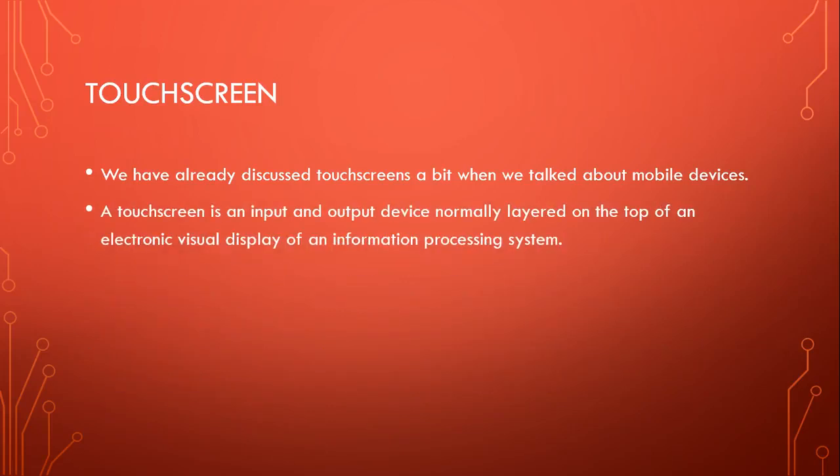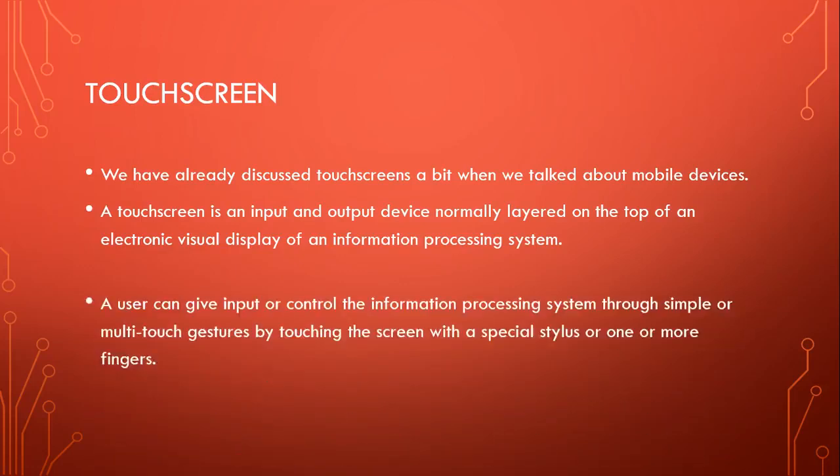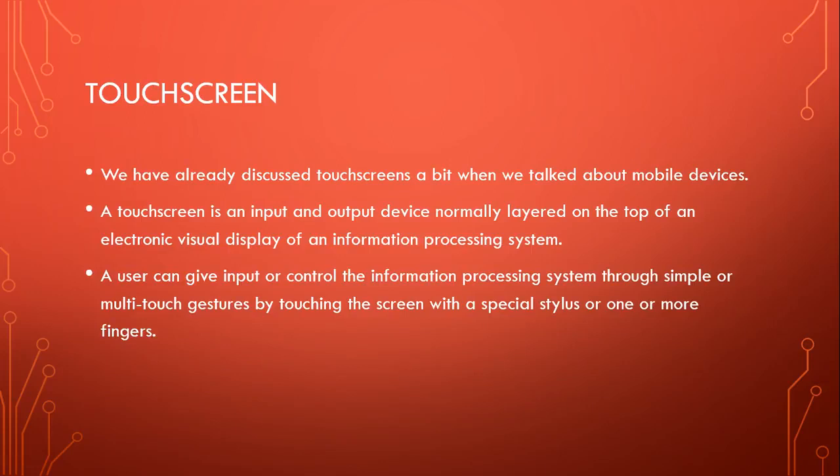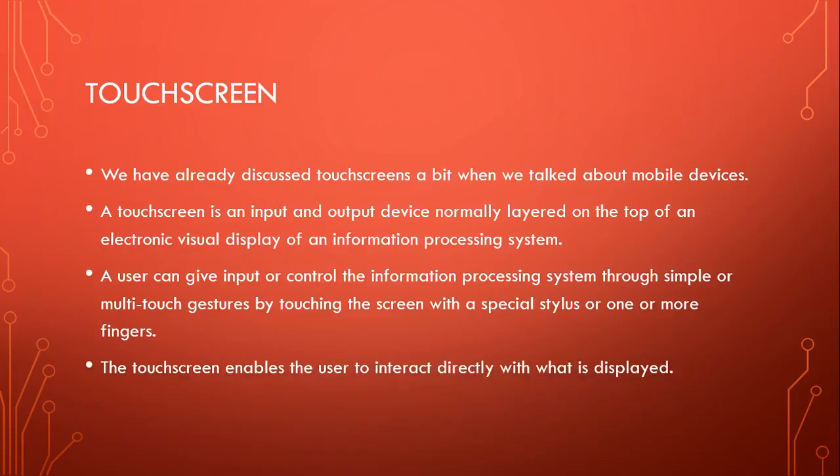A touchscreen is an input or output device normally layered on top of an electronic visual display of an information processing system. Remember, it's both input and output because you are physically giving information into the touchscreen, but at the same time, it's also displaying the information back to you. Now, a user can give input or control the information processing system through simple or multi-touch gestures by simply touching the screen either with a special stylus or one or more fingers. The touchscreen also enables the user to interact directly with what is displayed.